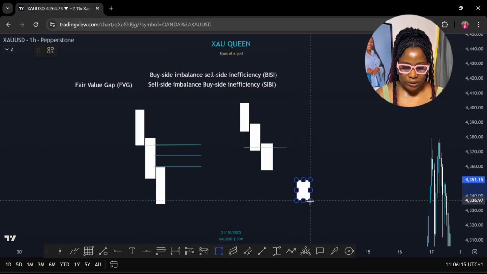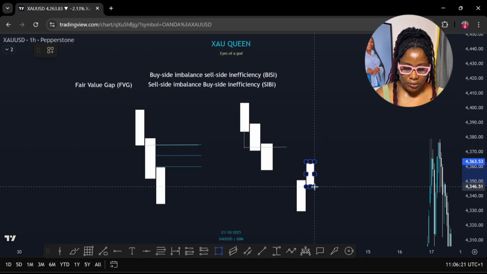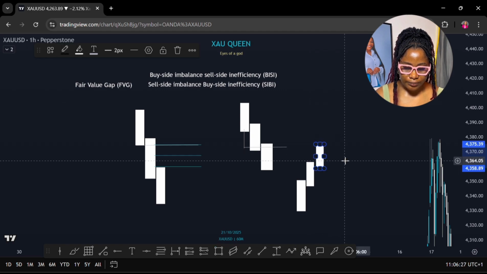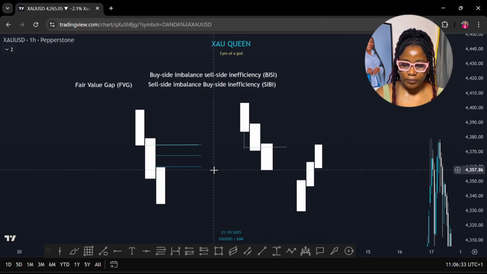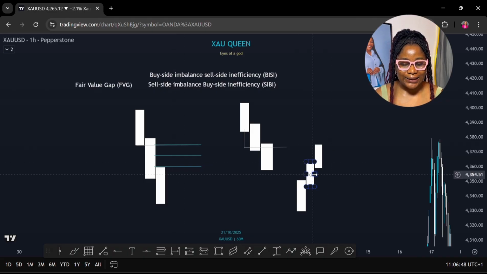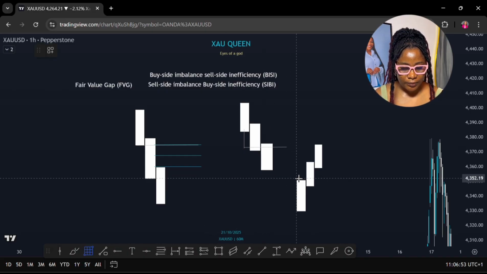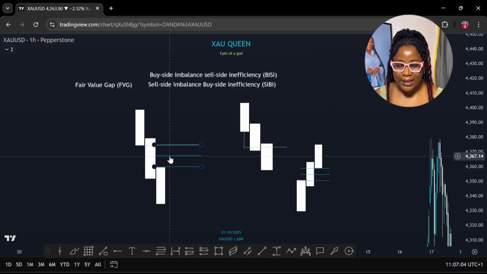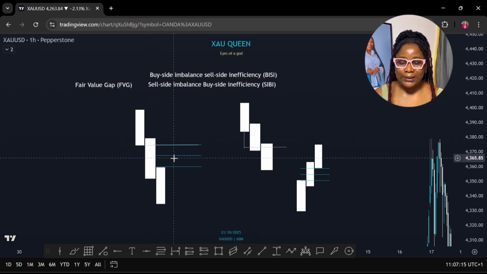So let me do something. When you see price shoot up so fast that sell orders were left behind, that is BISI. Right here is BISI, and right here is SIBI. When price dumps quickly and buyers don't get filled, that is SIBI.